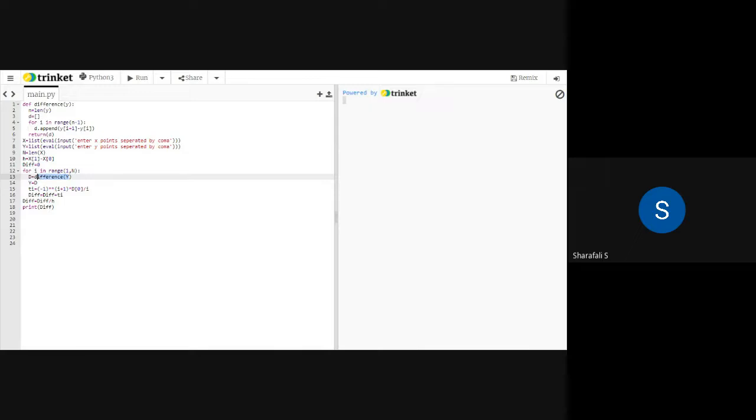So again, it will go to this function difference of y, and again it will check the length of y. The length of y will now become 4, because you have only 4 data points for difference. You have taken y1 minus y0, y2 minus y1, y3 minus y2, all those values. Then you will be getting 4 values for that difference. That will be stored in this D, and that is your y now.